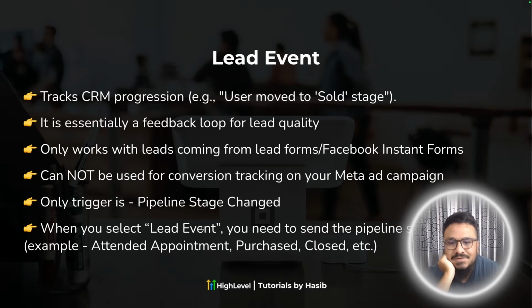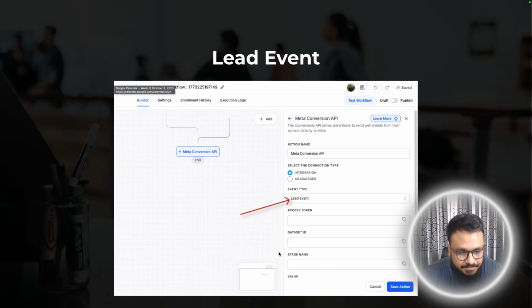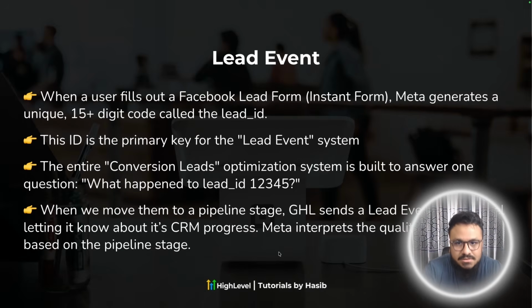When you select lead event, you need to send the pipeline stage name. For example, attended appointment, purchased, closed. So depending on what your stage name is, you'll have to send that data in the stage name here. Otherwise, the quality signals won't work. So when a user fills out a Facebook lead form, Meta generates a unique 15+ digit code called lead ID. This ID is the primary key for the lead event system.